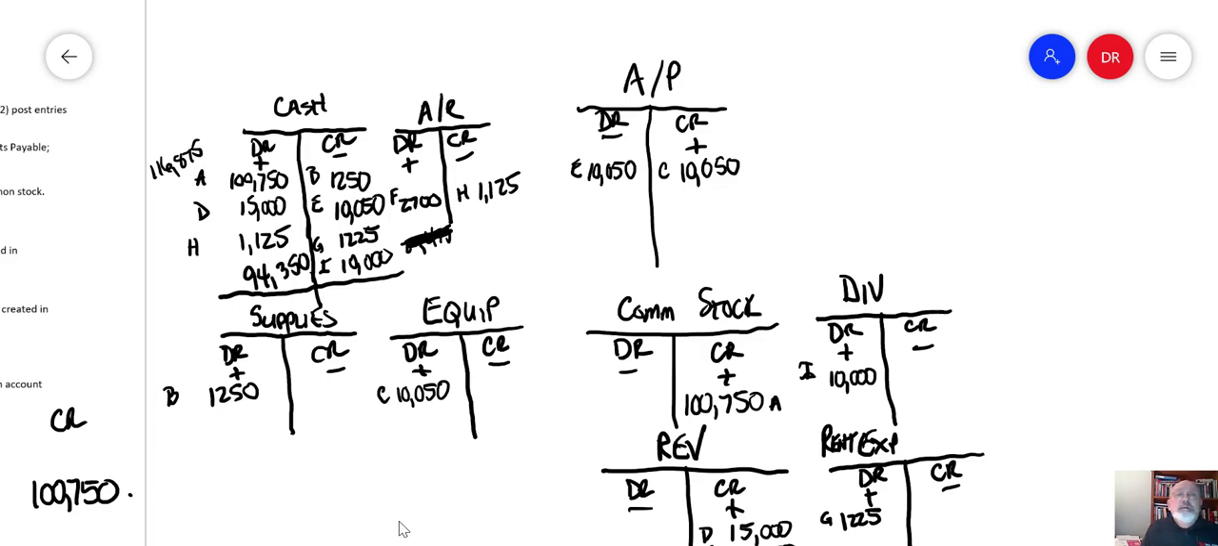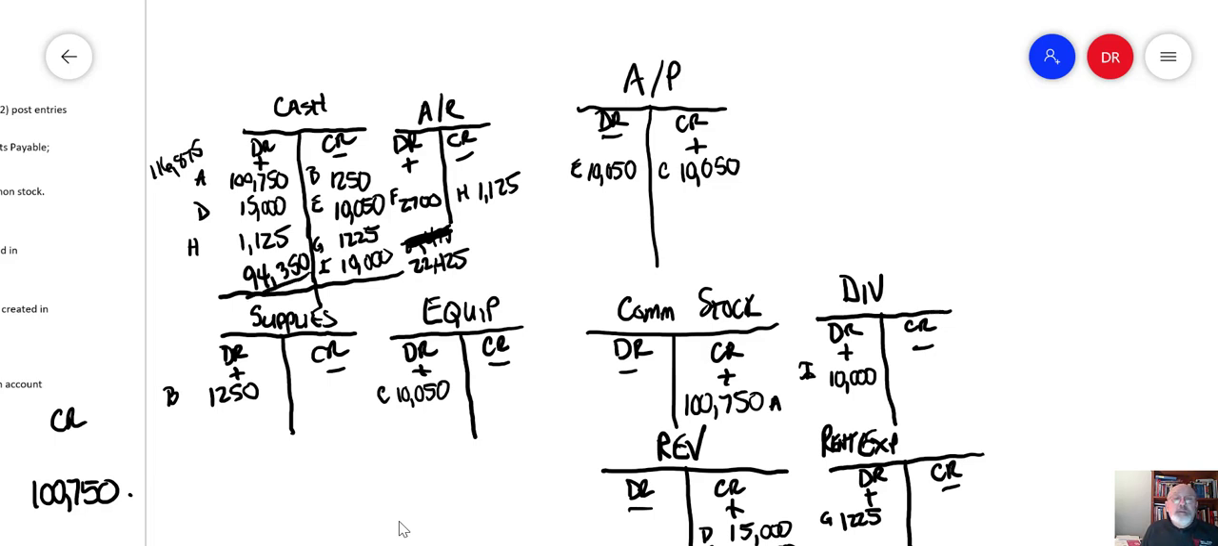Okay. So this, I think, works out to be 22,425. Yeah, it does. 22,425. I was off a little bit. Anyway, so the balance here is 94,350.